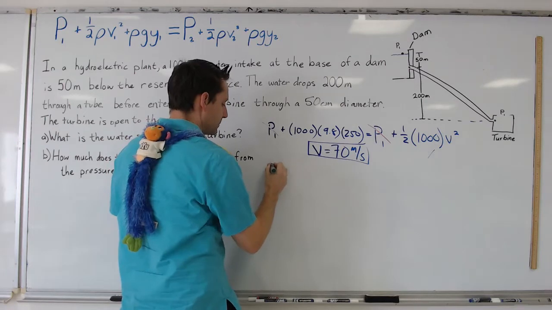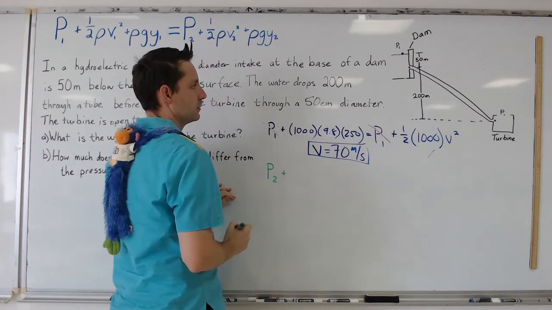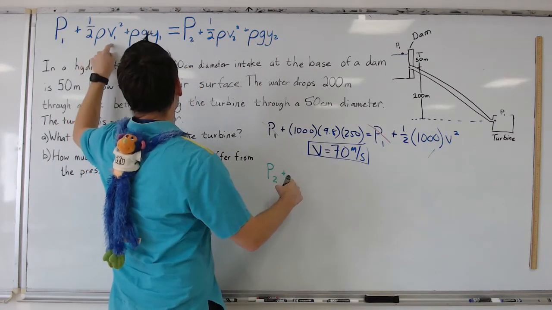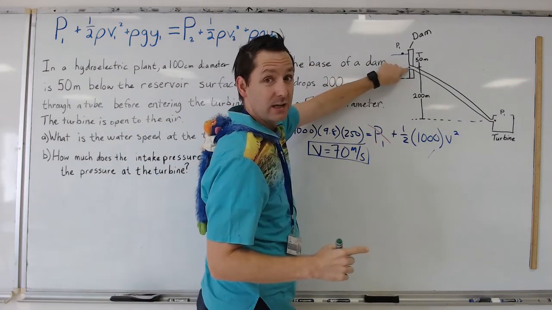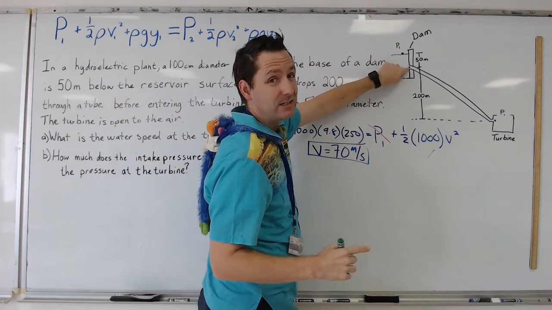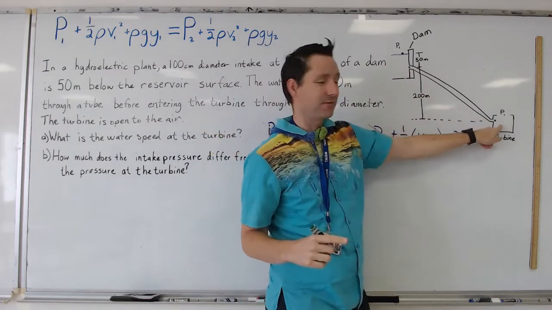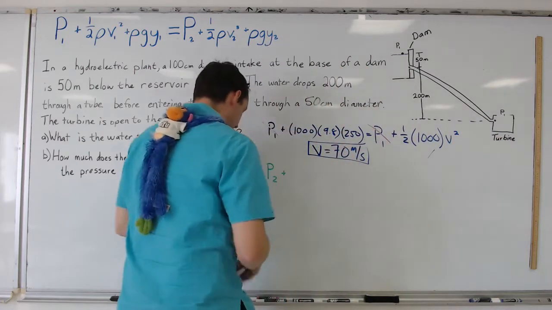So I'm going to label that as P2. Okay, plus now I'm going to have 1/2 rho V squared. Now here, there is some velocity, right? Now I don't know what that velocity is, but now that I know this velocity, I can get it, can't I? So I'm going to have to go think outside the box a little bit.